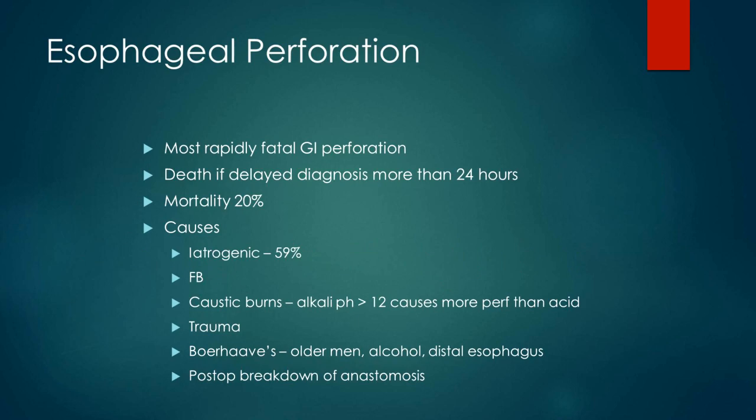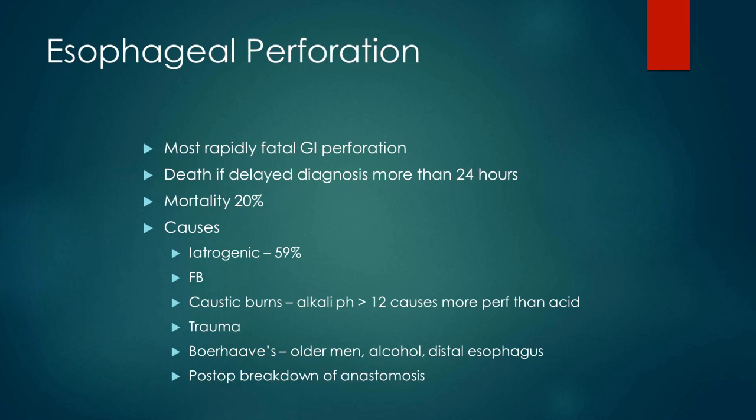Esophageal perforation. This is the most rapidly fatal GI perforation, likely to have significant morbidity and mortality if delayed diagnosis more than 24 hours. Even with good diagnosis, mortality is about 20%. Causes of esophageal perforation. Typically, they're iatrogenic, sometimes foreign bodies, or caustic burns.